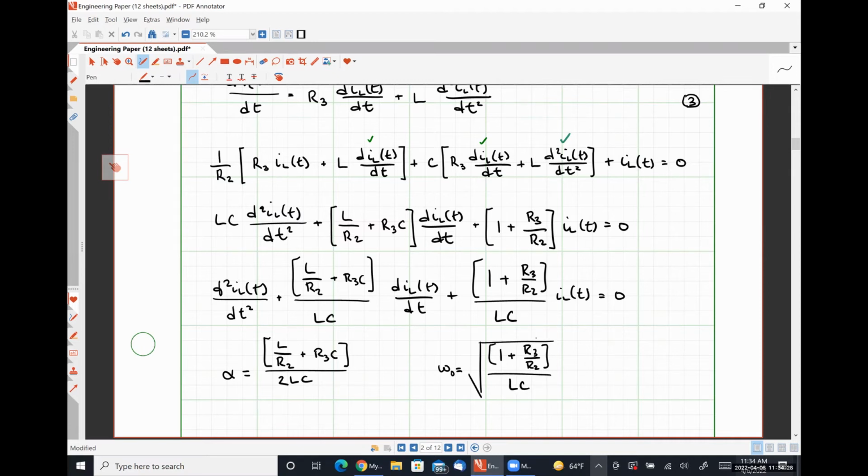So to be clear, all I did to get from this step here, where we have our second order differential equation and the coefficient of the second derivative term is 1, to here, where I am defining alpha and omega naught in terms of our circuit parameters, is I simply took the coefficient of the first derivative term and divided it by a factor of 2, which gives me alpha, and I took the coefficient of the zeroth derivative term and took the square root of it, which gives me omega naught.